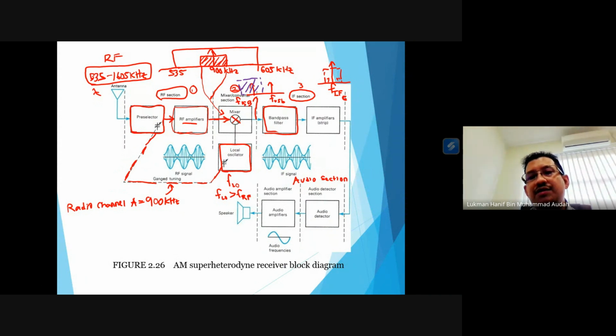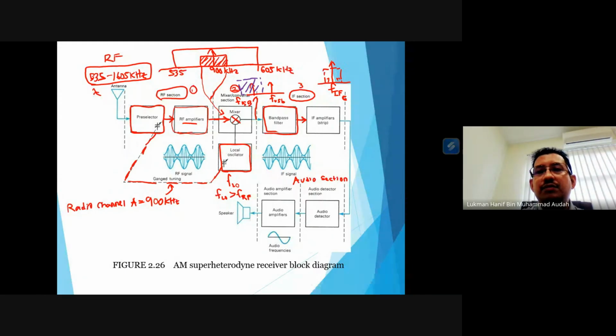Then it's going to pass through the amplifiers. The amplifier will increase the amplitude of the IF frequencies. The IF frequencies are within this limited bandwidth, and within this limited bandwidth it will increase all the amplitude. So the amplifier does that process.